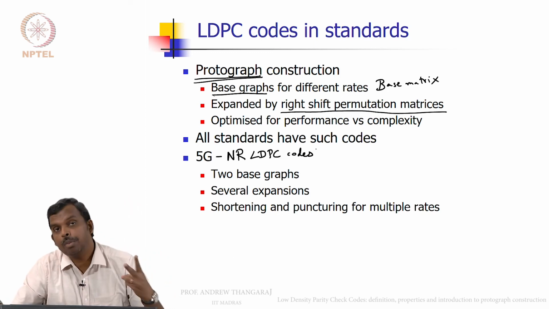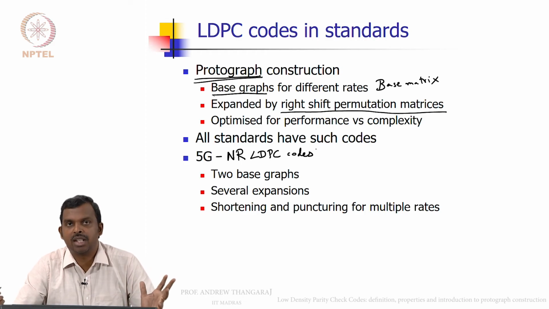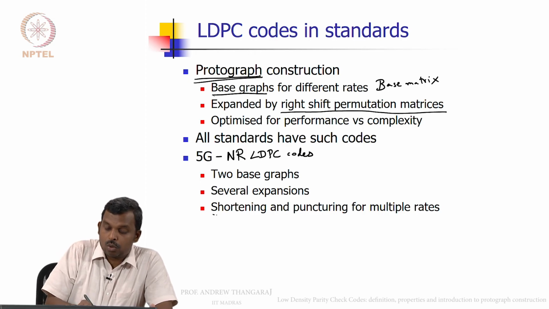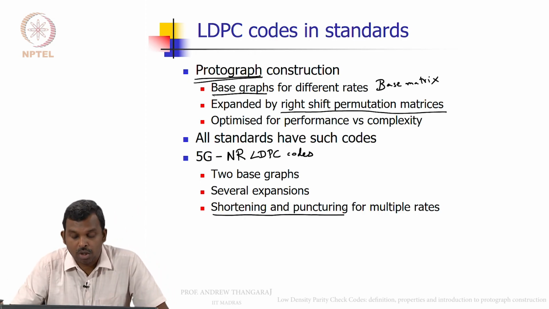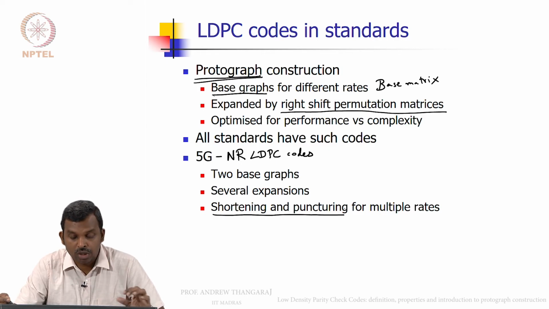There are two base graphs that are defined, and there are several expansions. The expansion can be by as short as 2 by 2 to 384 by 384. So a very big expansion is also possible, and to achieve a lot of rates, they do something called shortening and puncturing. I won't talk too much about it in this lecture. Later on, I'll come back to it when dealing with these multiple rates and the so-called rate matching. Rate matching is a pretty big deal in standards. People will talk about that a lot, so I'll briefly mention it. It's not very critical for us. The most critical thing is there are two base graphs and there are several ways of expansion.